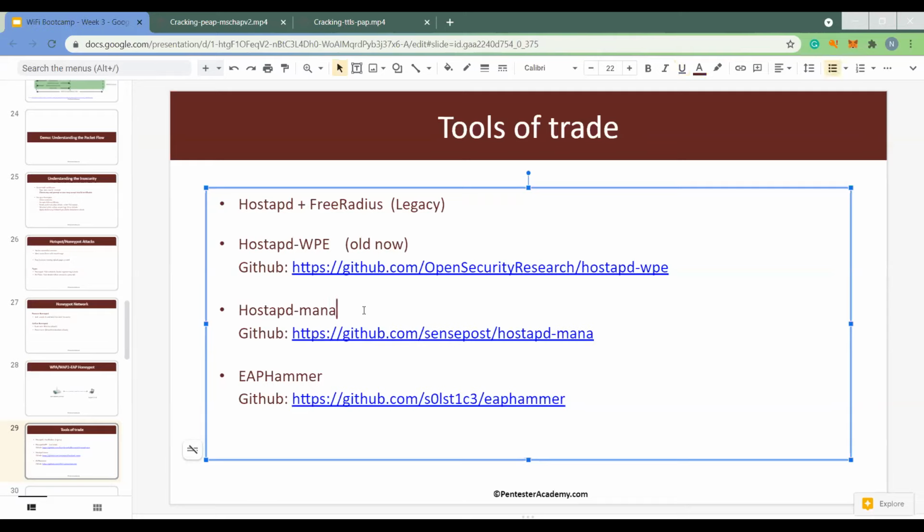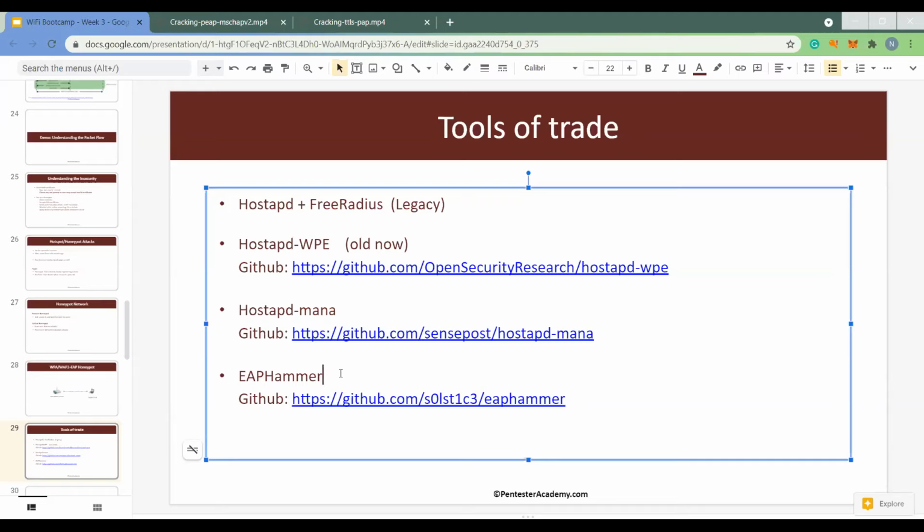Again, it is an extension of hostapd, which is the open source software. What they have done is create a fork out of hostapd, and in that fork they have added a lot of other capabilities, like it can work as a RADIUS server. It can run karma attacks, right? All of that. There are other things also that hostapd-mana can do, and we will see those in the upcoming sessions. Then there is another tool that is called EAPHammer.